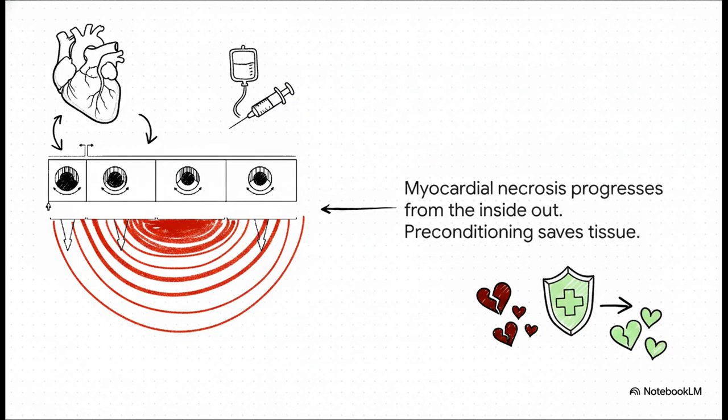And this is just so important because, as this diagram shows, a myocardial infarction isn't an all-or-nothing instantaneous event. It begins in the vulnerable subendocardium and it progresses outwards like a wave front of cell death. The entire goal of preconditioning, whether it's ischemic or anesthetic, is to slow or even halt this advancing wave of necrosis, salvaging as much viable myocardium as we possibly can, and ultimately reducing the final infarct size. It's a race against time.